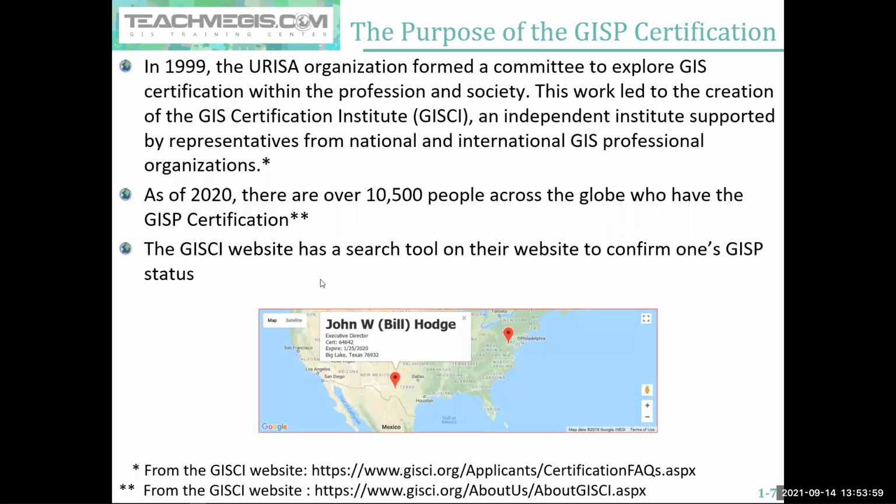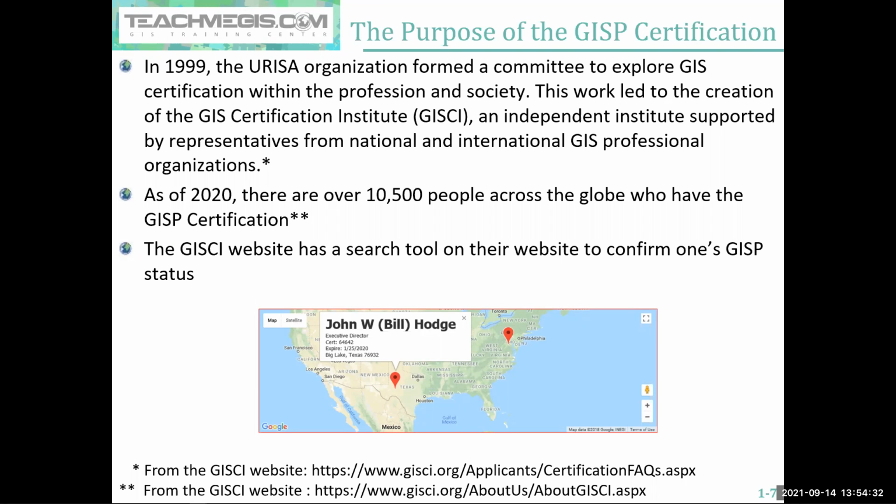In 1999, the URISA organization here in the US, the Urban and Regional Information Systems Association, formed a committee to explore GIS certification within the profession and society. So this is way back in 1999. This work led to the creation of the GIS Certification Institute. The important thing is it's an independent institute supported by representatives from national and international GIS professional organizations. So it's not a company, it's a nonprofit, third-party organization.